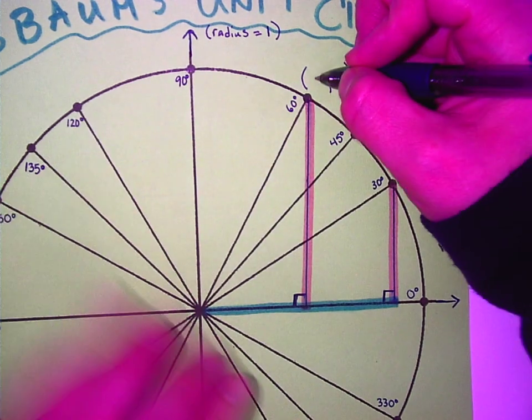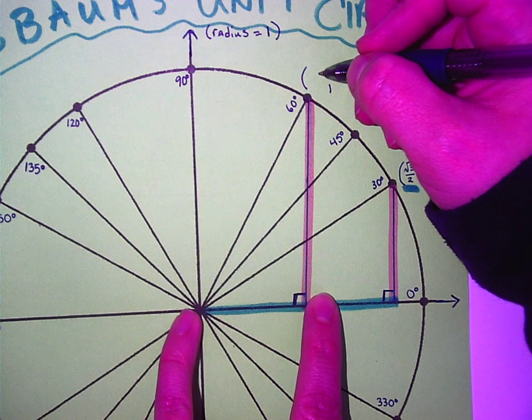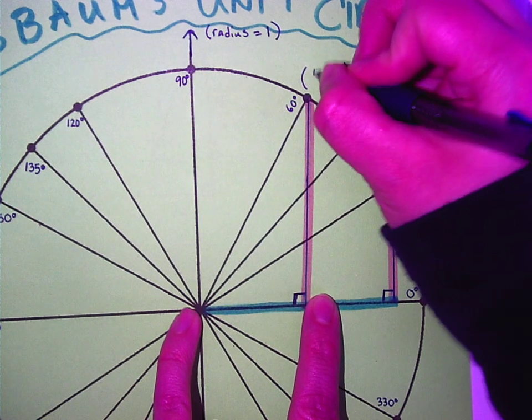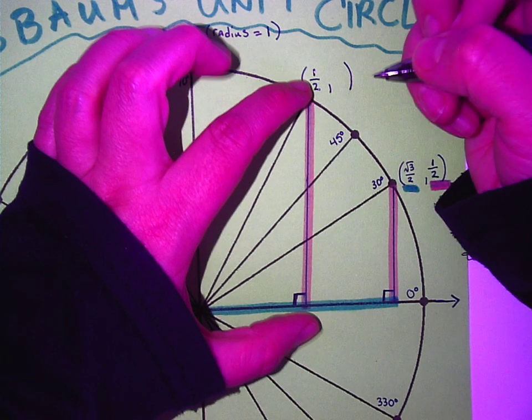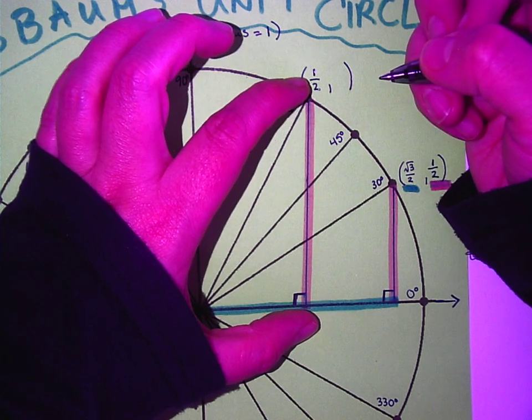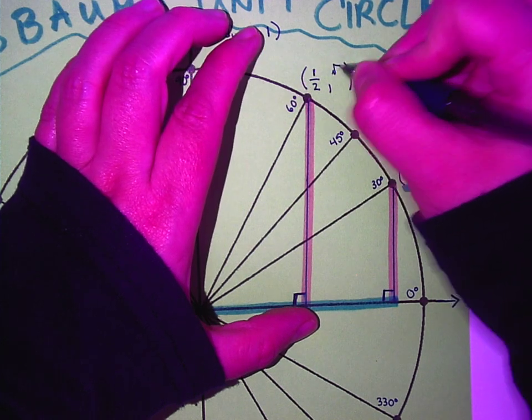What should I write first? What is the blue edge? How much is that? 1/2? And how much is this height? Square root of 3 over 2.